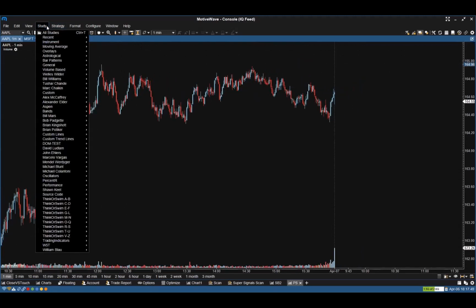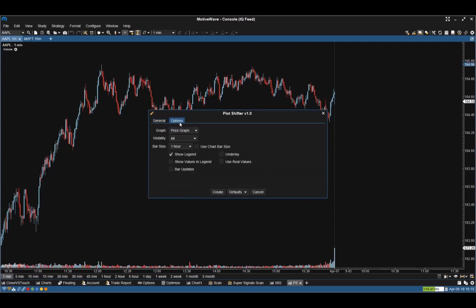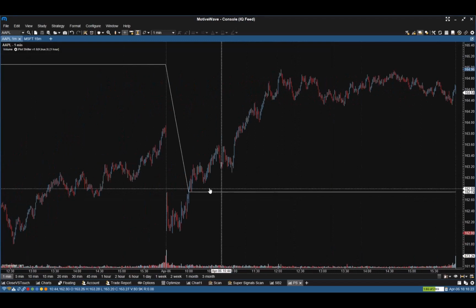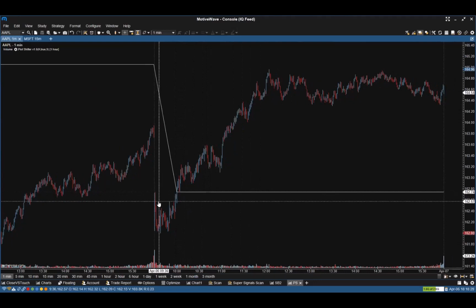Well, what the plot shifter allows you to do is, for one, reference a specific time. So let's say I wanted to know the high of the 9 a.m. hour, the first hour of the day, or the first 30 minutes of the stock trading open day. Well, I would say use specific time. So I want to reference the chart at 9 a.m., 9-0, and I want to reference the high. I can then hop into options and say I want to use the 1 hour bar size. And once I click create here, we're going to see that on the chart, we now always have plotted with this line here the high of that first hour from 9 to 10 a.m.